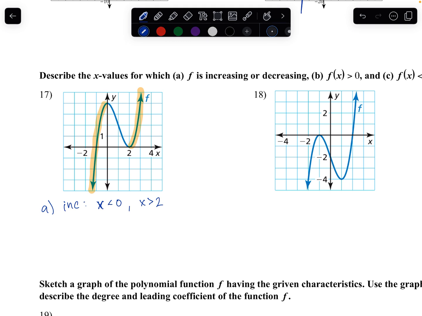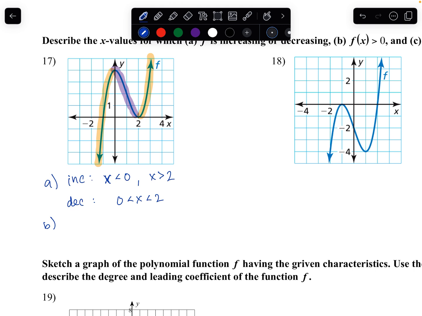Now we're decreasing here. So for decreasing, we're going to say when 0 is less than x, and that's going to be less than 2. So that's how we would say that, that's where it's decreasing.